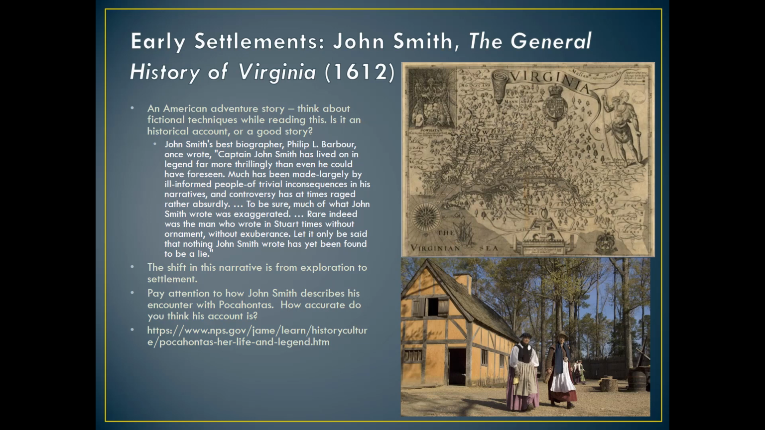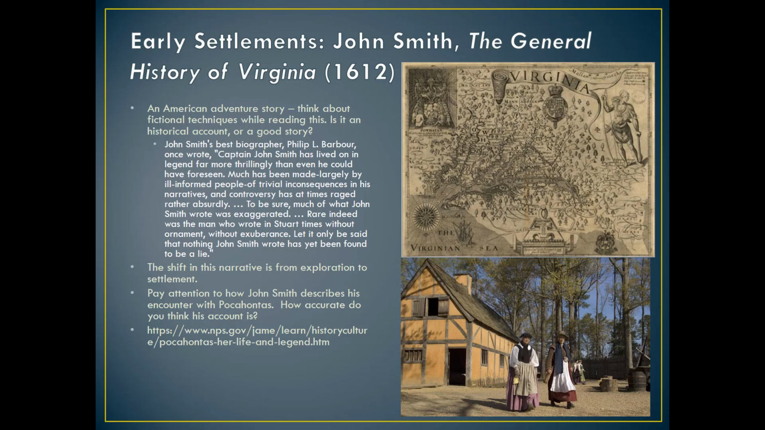The next thing we're going to be thinking about are early settlements. John Smith is a famous name from this era. He wrote about the Jamestown settlement in the General History of Virginia, which was published in 1612. This is an American adventure story.